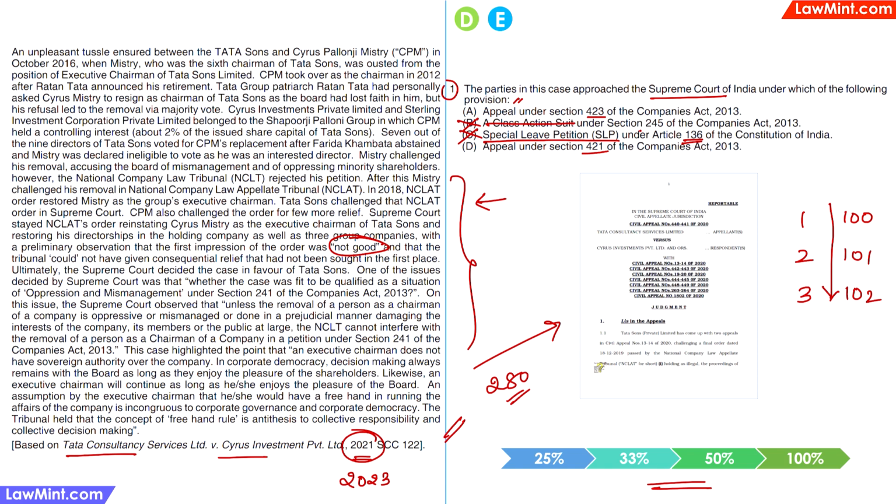So between 421 and 423, I would select the higher number because the highest number may correspond to the highest court, that is the Supreme Court. And in this question, option A, appeal under section 423 is the correct answer. Now, this logic may not work in all cases, such as if the answer options were sections 423 and 424, then selecting the highest number would be incorrect.